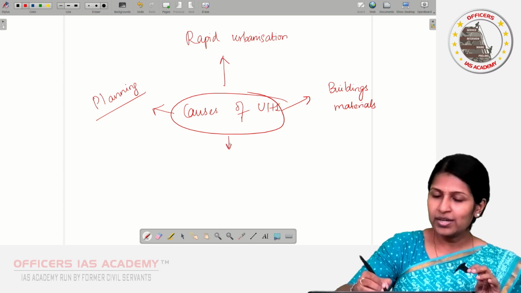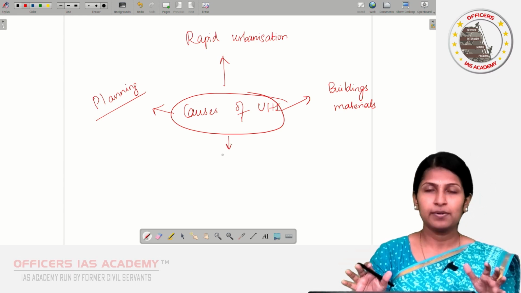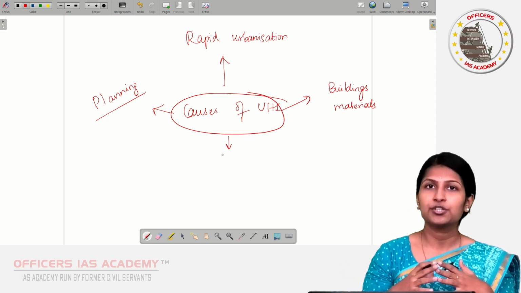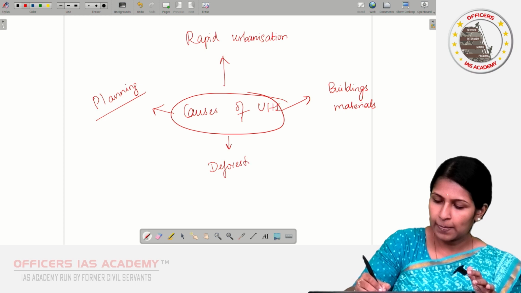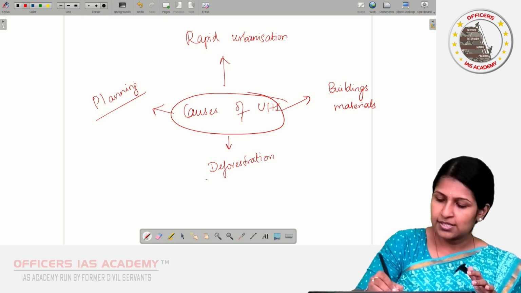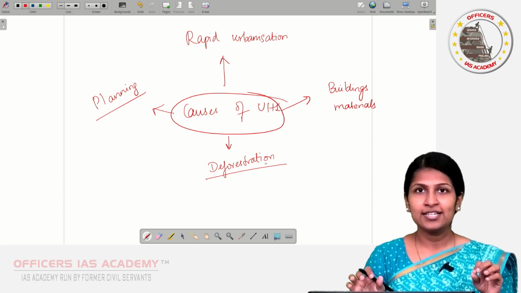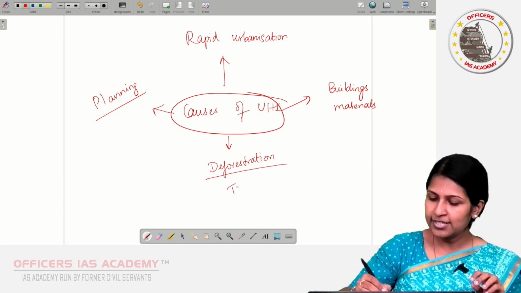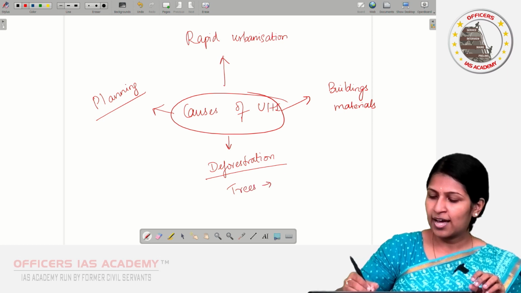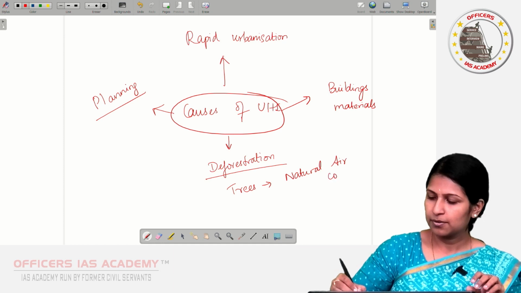And one important reason is, in order for the construction of these buildings to happen, trees are being destroyed on a huge scale. Deforestation. The trees and plants are all being removed on a large scale, and this is a very direct cause of urban heat island, because trees act as a natural air conditioner.